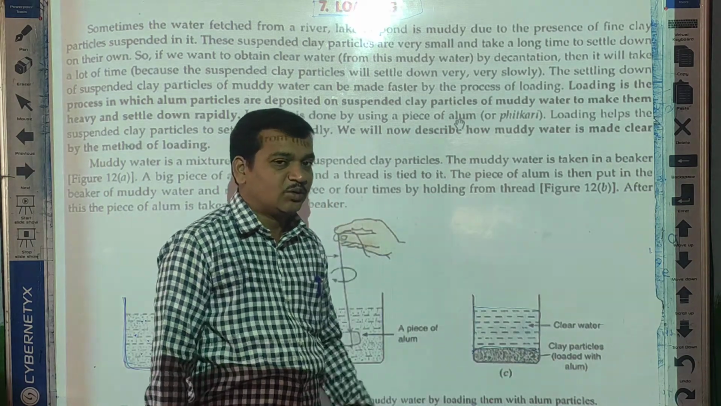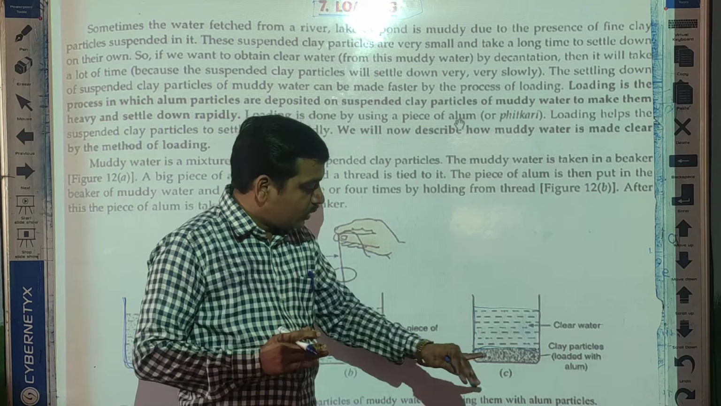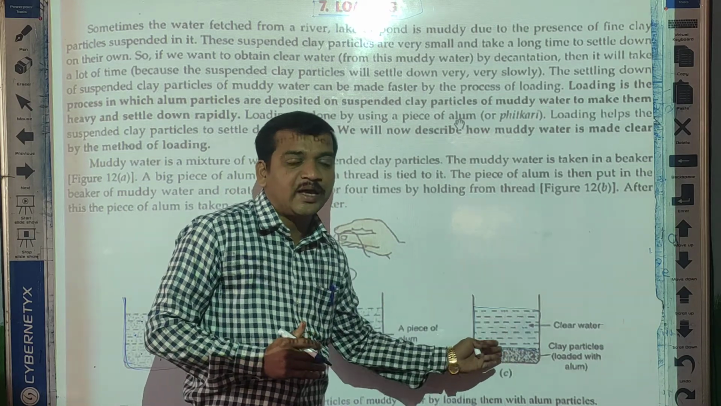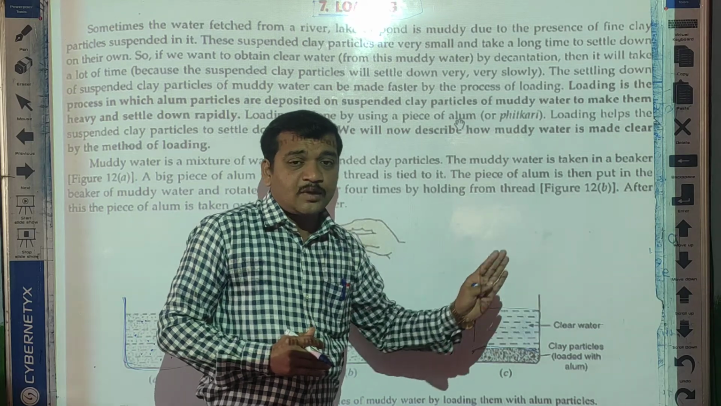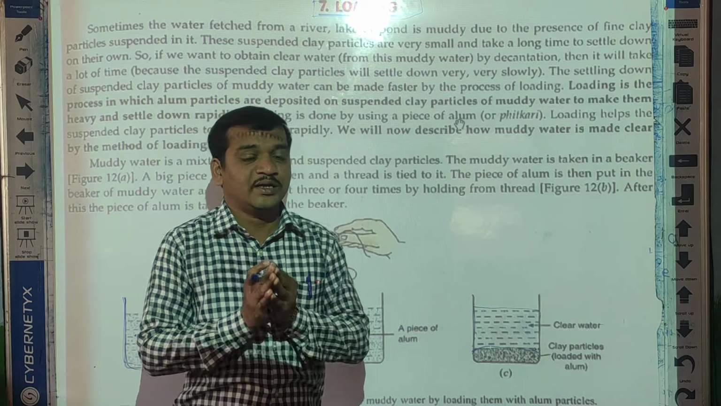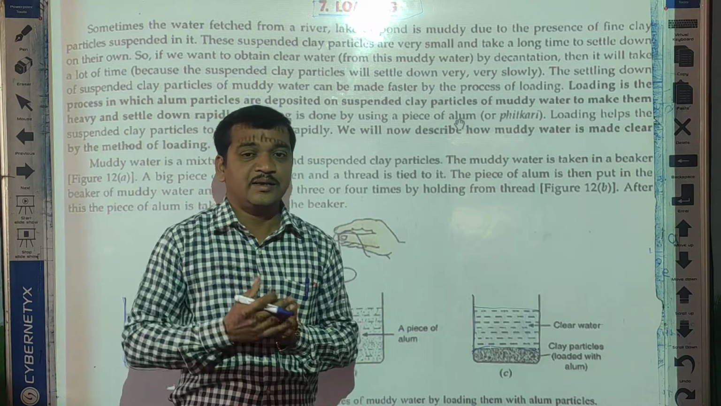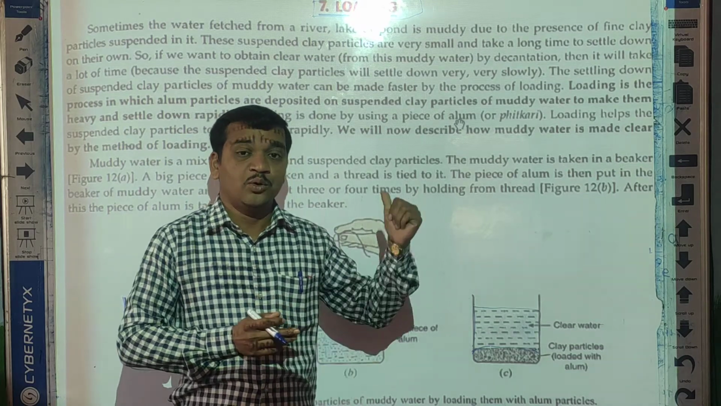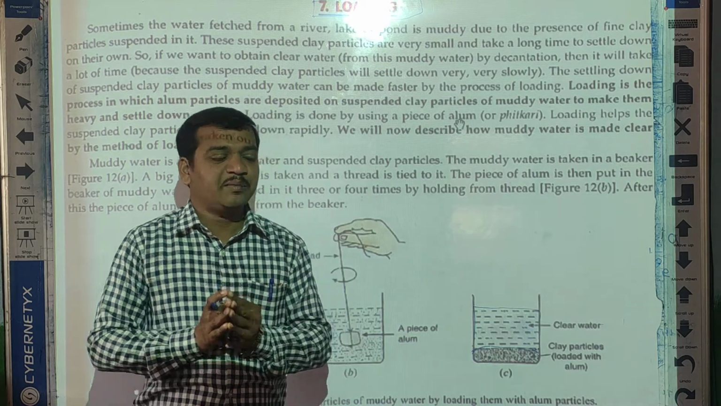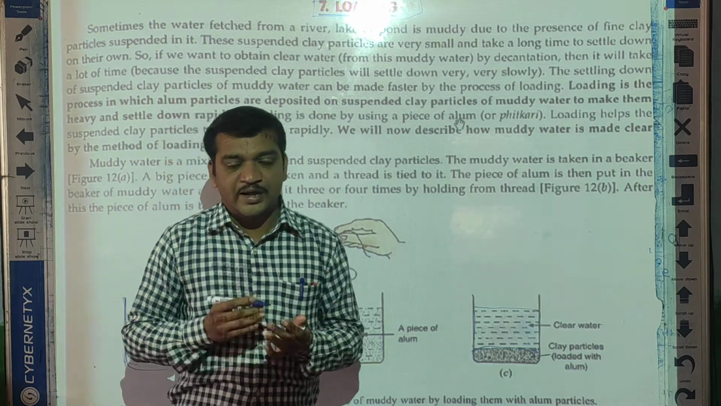Okay students, so when you get the clear layer of water, you can remove that layer by the decantation method, and this way you can get the clear water in another beaker with the help of the loading method. Understood students? So this is a very simple method you can do at home.